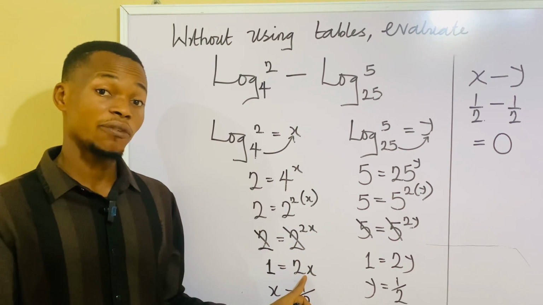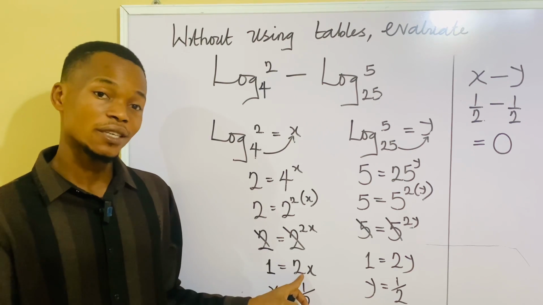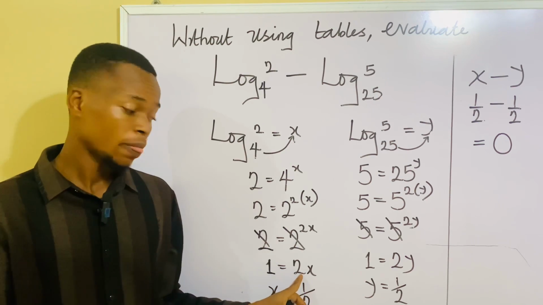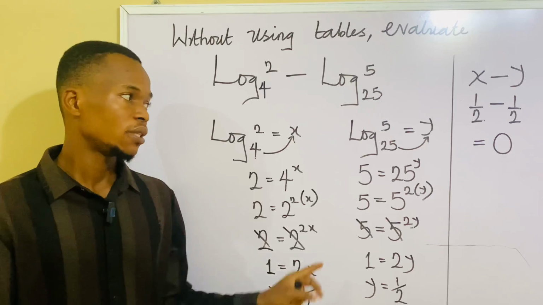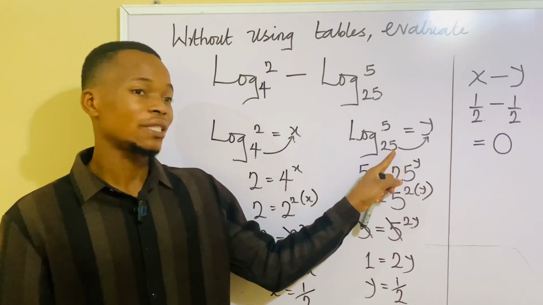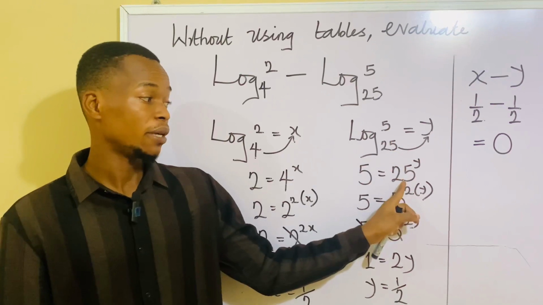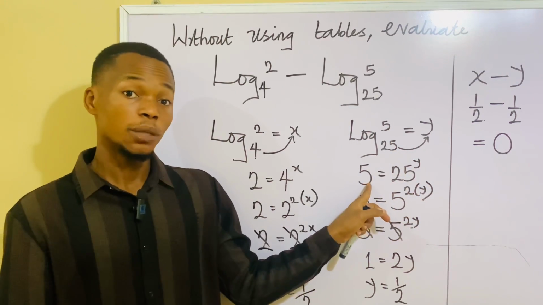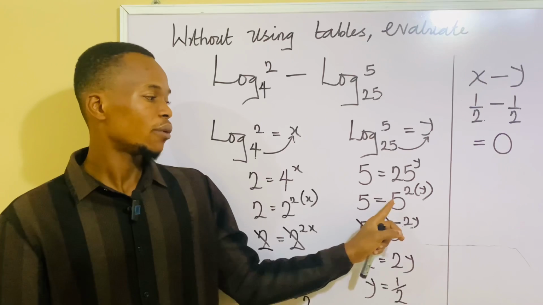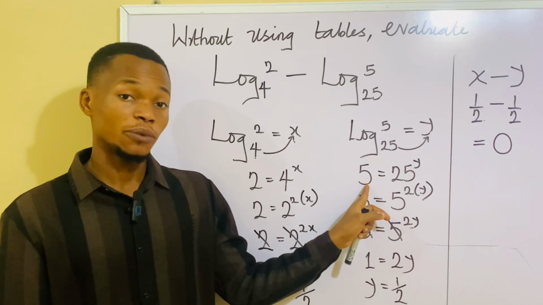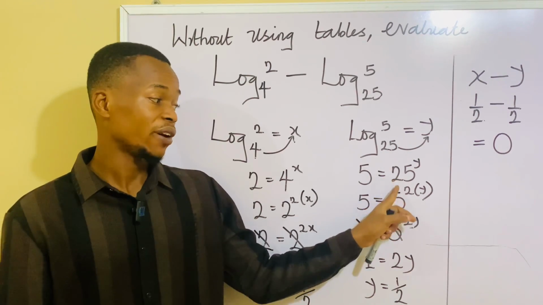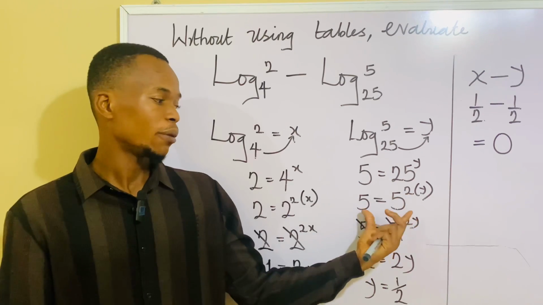And at this point, I have to divide both sides by the coefficient of x. And when I divide both sides by 2, my answer is what? 1 over 2. Same thing I'm going to apply here. The base raised to a power is equal to the what? The number. The base raised to a power is equal to the number, removing the what? The log. Now, 25 and 5 can be written to the same base because 25 is 5 raised to the power what? 2.